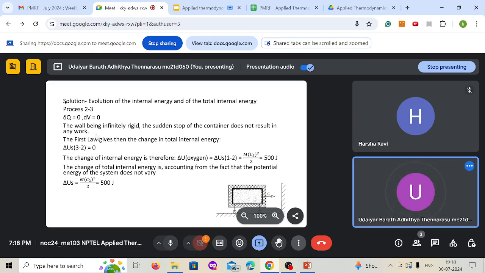But now if the change in internal energy is 0, where did the kinetic energy go? That energy is going into the oxygen, raising the internal energy of the oxygen. So delta U is mv squared by 2, again the change in kinetic energy, which is 500 joules. So the change of total internal energy, accounting for the fact that the potential energy of the system does not vary, is 500 joules.